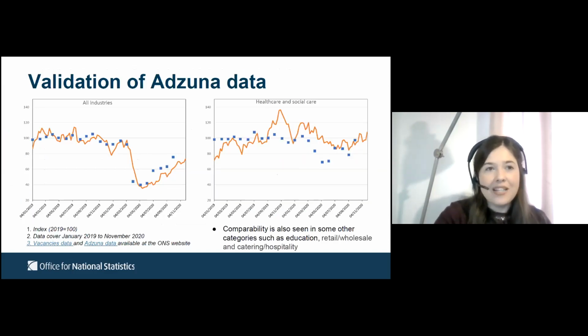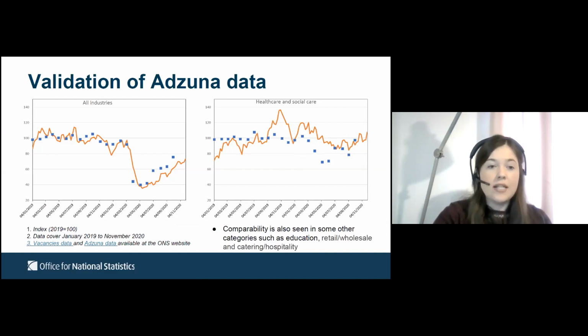So prior to publishing the data, we did undertake quality assurance of the Adzuna data by comparing with other sources such as the ONS Vacancy survey. So although the two sources do cover quite different things, as job adverts don't relate directly to vacancies, it's still a useful comparison that can give an indication of quality. And as you can see from the chart on the left-hand side of this slide, the orange line there is the weekly experimental Adzuna data, and the blue squares is the ONS monthly vacancy survey.